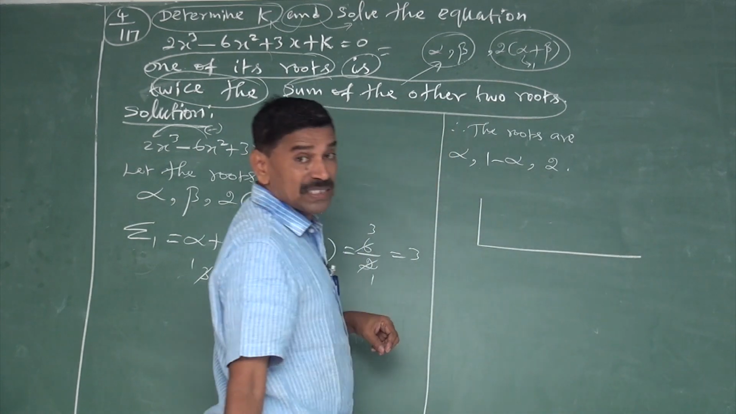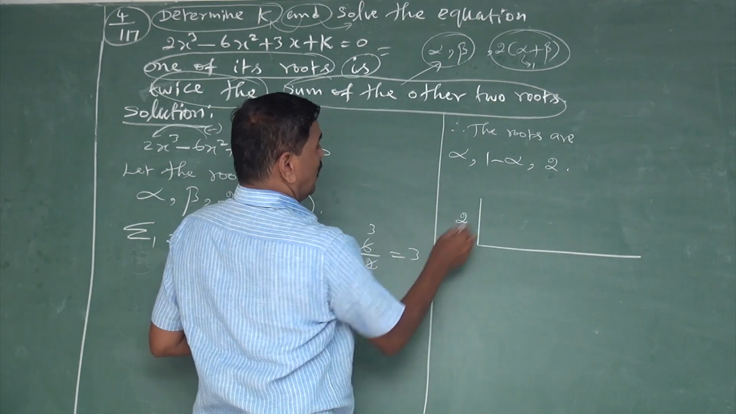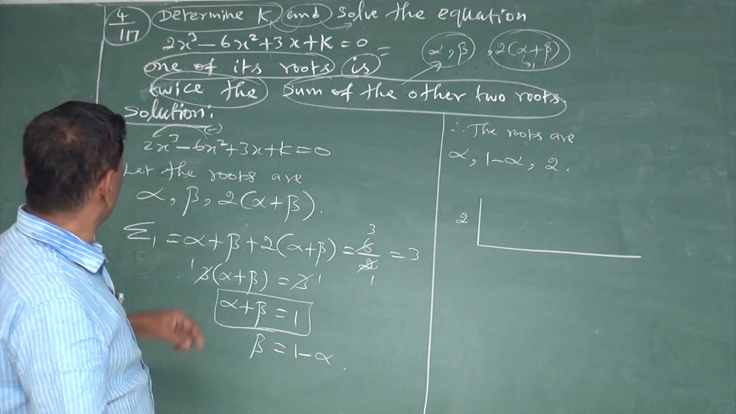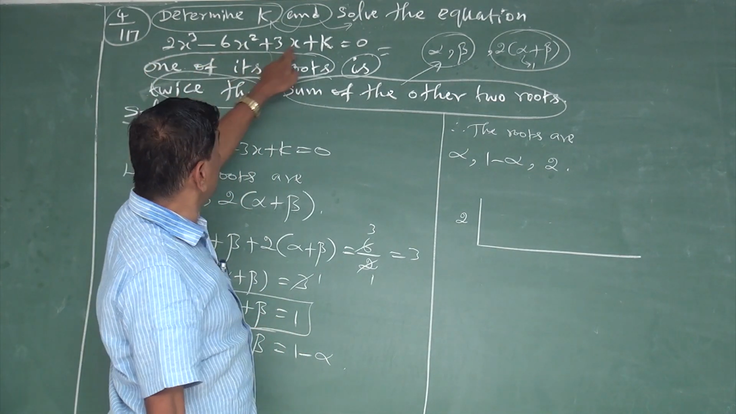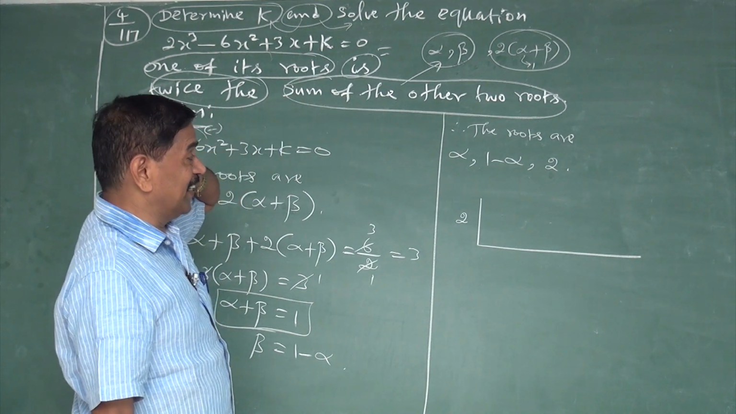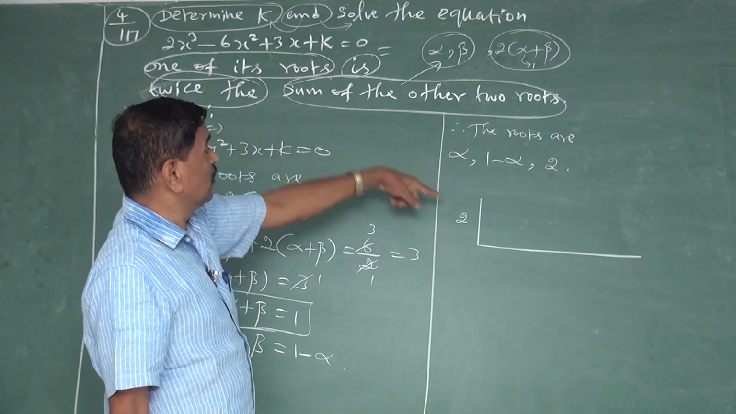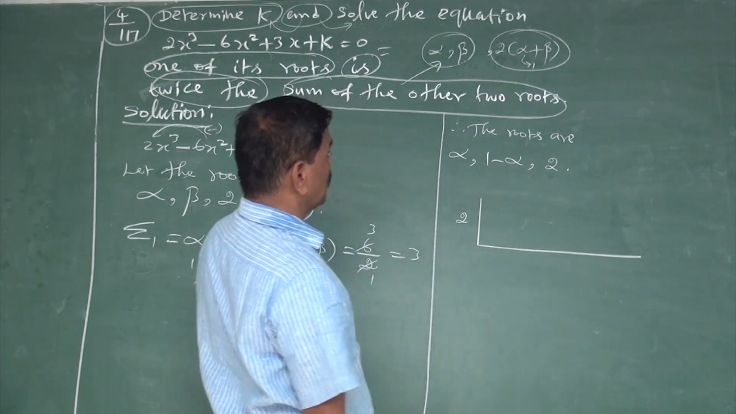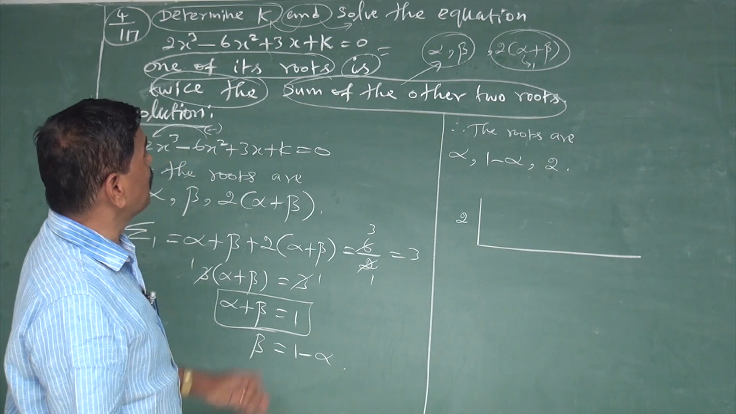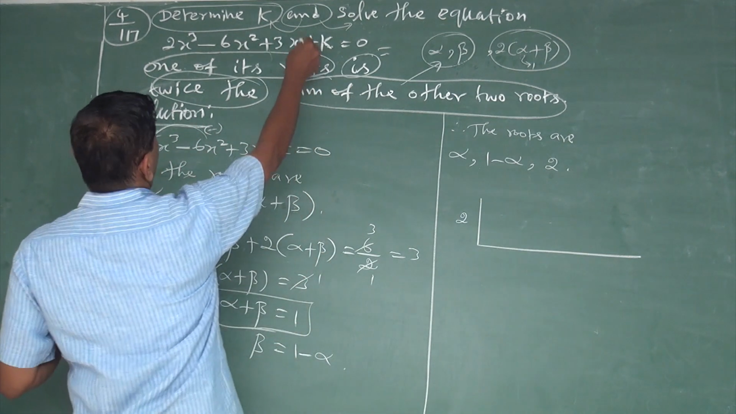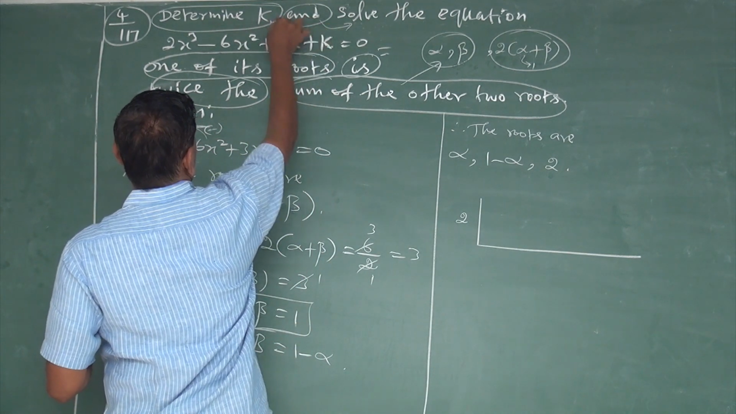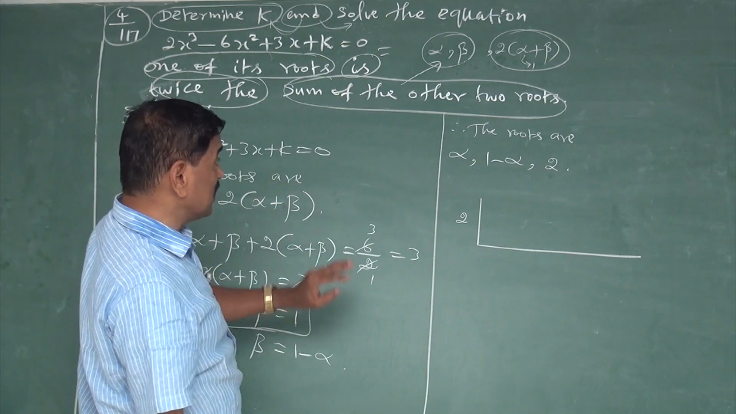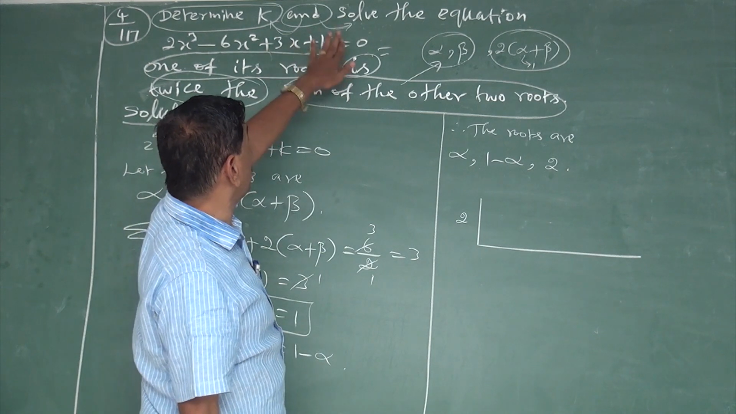What is the side number? Very good, 2. First row: 2, minus 6, 3, k. But here k is unknown. If you substitute the last term k, it is difficult to solve. So that is why first we want to find k, because here there are 2 questions: determine k, then solve the equation. Before using synthetic division, first let us find k.